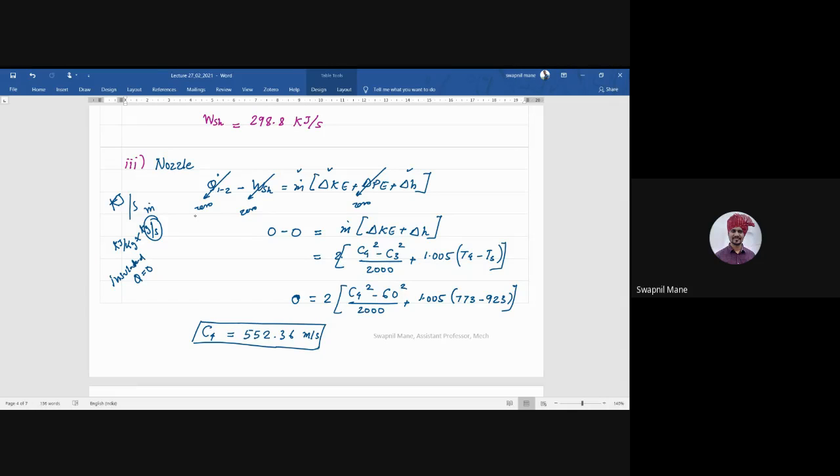If there is no moving part, like in a heat exchanger there is no shaft, in a nozzle there is no shaft, but in a turbine and compressor there is a shaft. So in that case WSH will come. Understood?